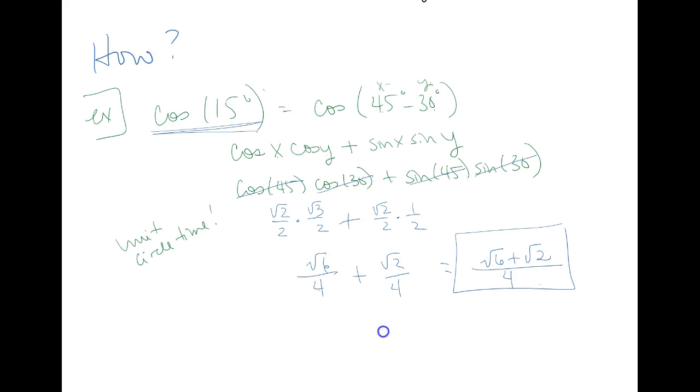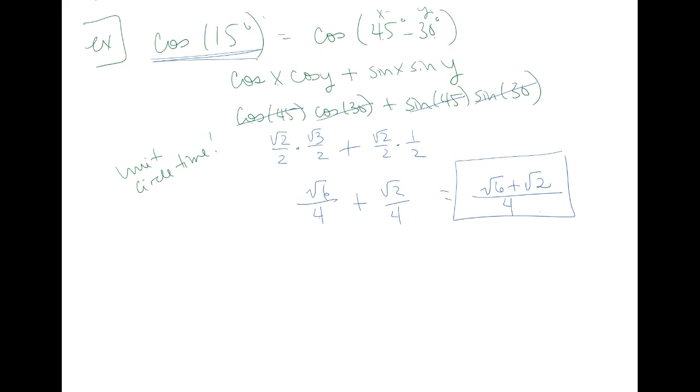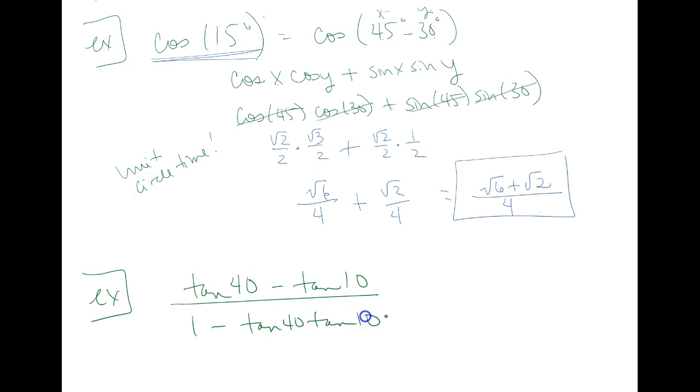Okay, well, another example might be working backwards. Let me switch colors here. Okay, so another example might be that you actually see something like the tan of 40 minus the tangent of 10 over 1 minus tangent 40 tangent 10, okay? And you're told to solve without a calculator. Solve without calculator. That might be your directions. Or simplify might be a better word. There's no equal sign, so simplify is probably better. Simplify without a calculator. Well, without a calculator, you don't know the tangent of 40. You don't know the tangent of 10.